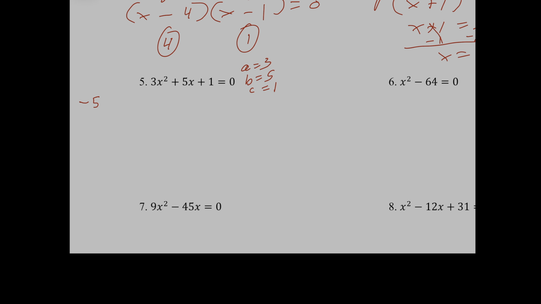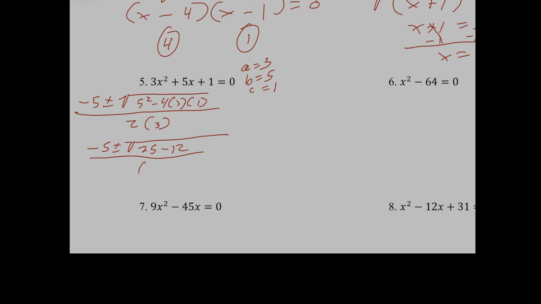Okay, opposite of b plus or minus the square root of b squared minus 4 times a times c all over 2a, which becomes a negative 5 plus or minus square root of, what is 5 squared? 25 minus 12 all over 6, which is going to become, I'm starting to run out of room, -5 plus or minus square root of 13 over 6. And I can't break down 13. I can't divide 5 and 6. So that is going to be my final answer.